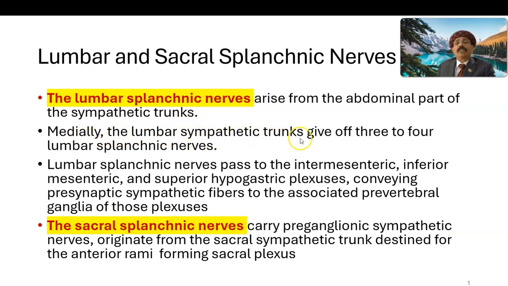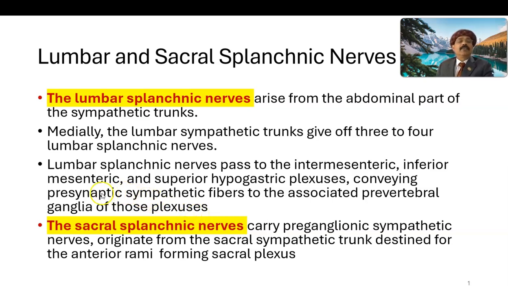Medially, the lumbar sympathetic trunks give off 3 to 4 lumbar splanchnic nerves. Lumbar splanchnic nerves pass to the intermesenteric, that is between the superior mesenteric and inferior mesenteric and superior hypogastric plexuses, conveying presynaptic sympathetic fibers to the associated prevertebral ganglia of those plexuses.